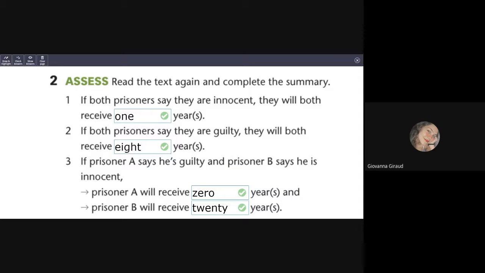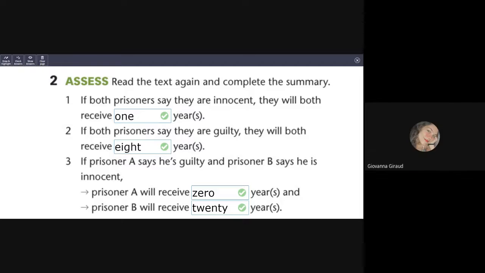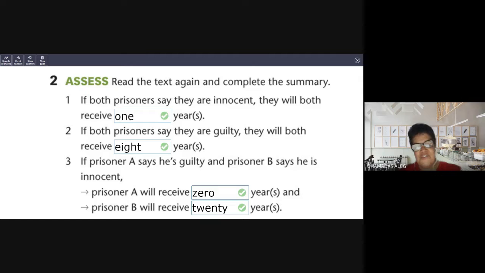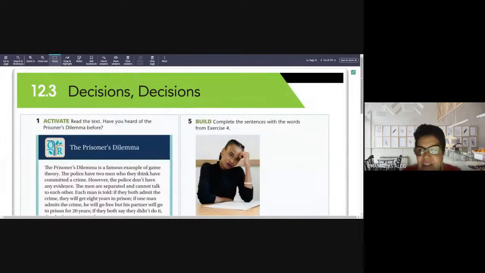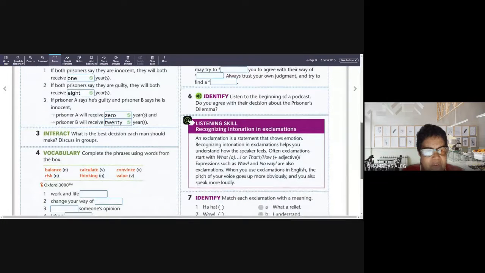If each one receives 10 years, it's going to be fair. You see? That's true. It's really crazy. That's why it's called a dilemma, right? It's really unfair.